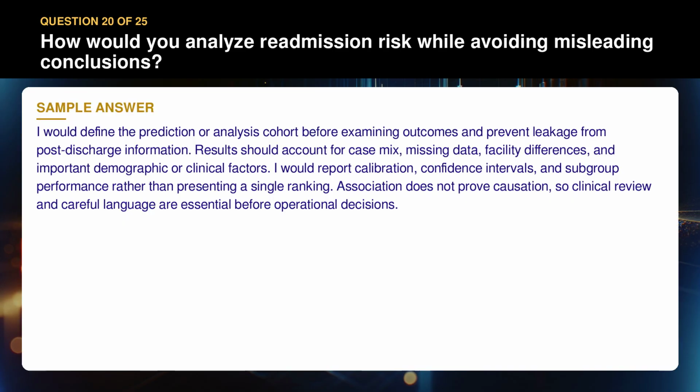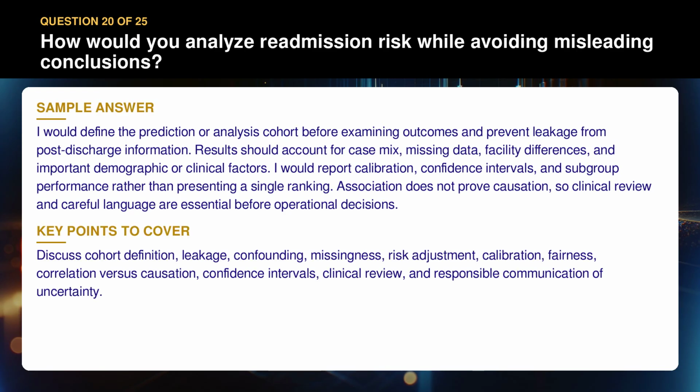Question 20. How would you analyze readmission risk while avoiding misleading conclusions? I would define the prediction or analysis cohort before examining outcomes and prevent leakage from post-discharge information. Results should account for case mix, missing data, facility differences, and important demographic or clinical factors. I would report calibration, confidence intervals, and subgroup performance rather than presenting a single ranking. Association does not prove causation, so clinical review and careful language are essential before operational decisions.